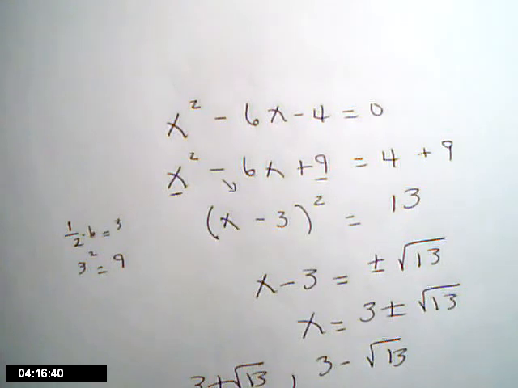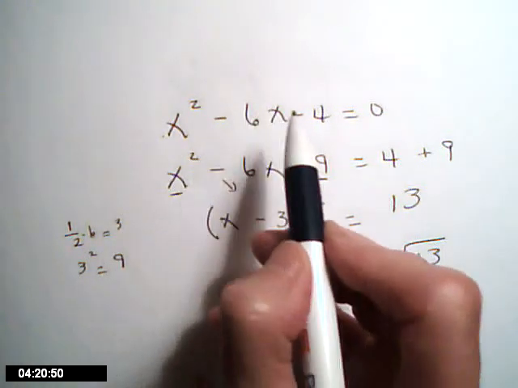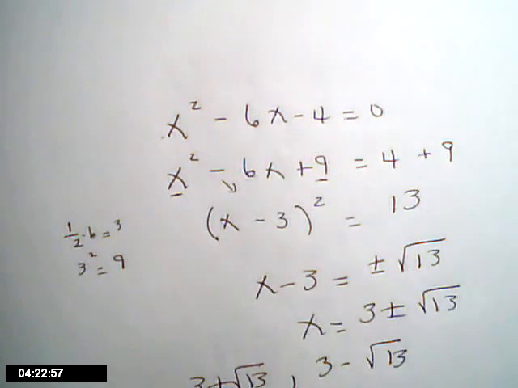Again, the only time I would use complete the square is for a coefficient 1 and an even coefficient of x. If I did not have that, I would try to factor, and then I'd go immediately, if that didn't work, to the quadratic formula, which we'll look at in the next video.